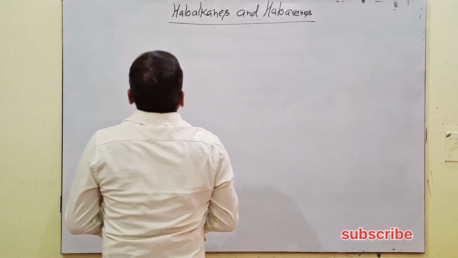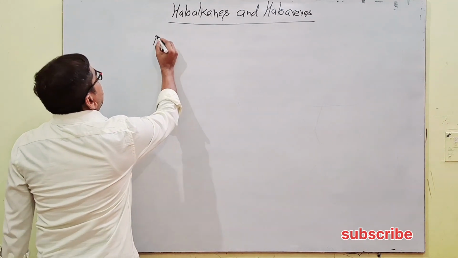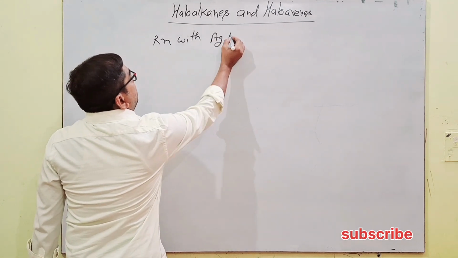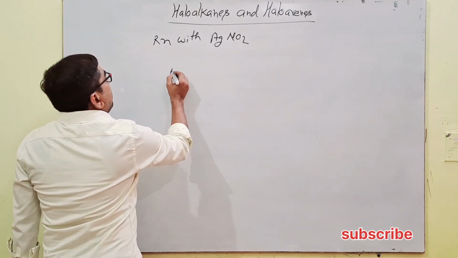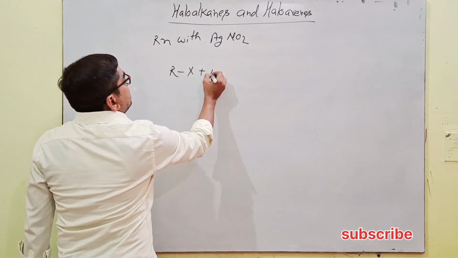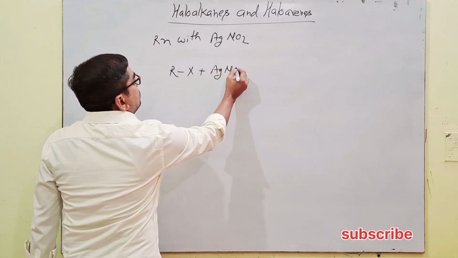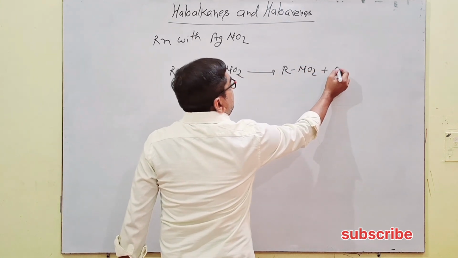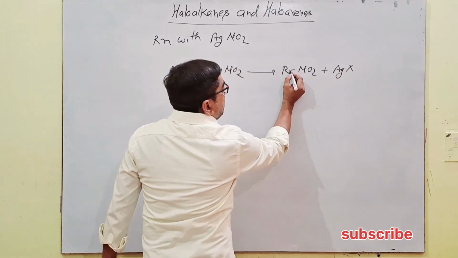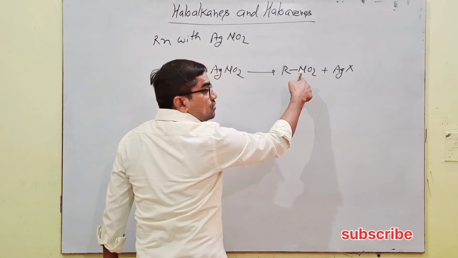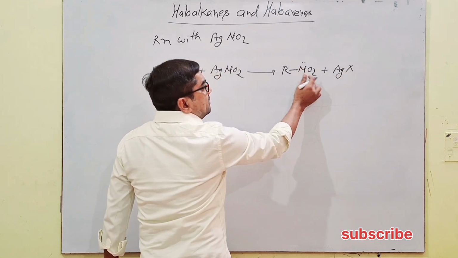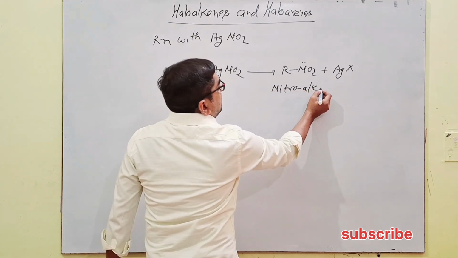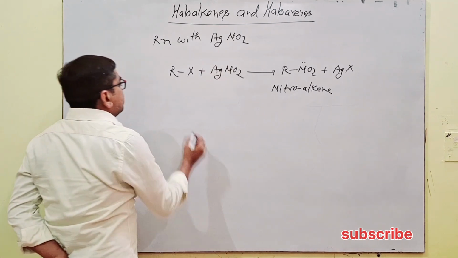Next, reaction with silver nitrite. Reaction with silver nitrite, AgNO2. When alkyl halide reacts with silver nitrite, AgNO2, nitro product is obtained with elimination of AgX. Here the alkyl is attached with nitrogen directly, not with the oxygen. So nitro product is obtained, nitroalkane.